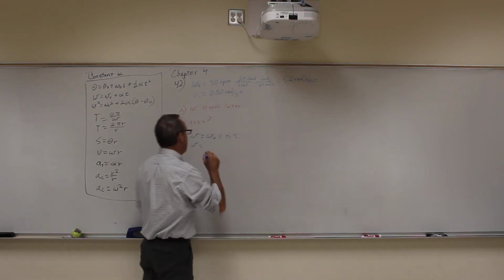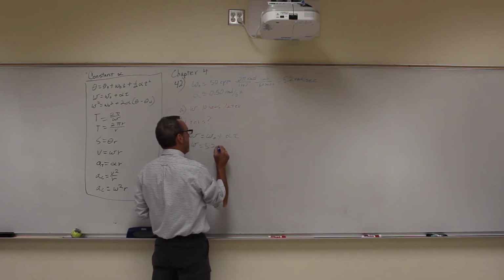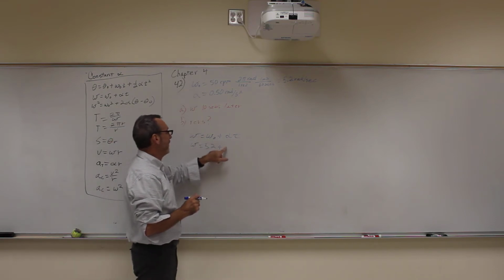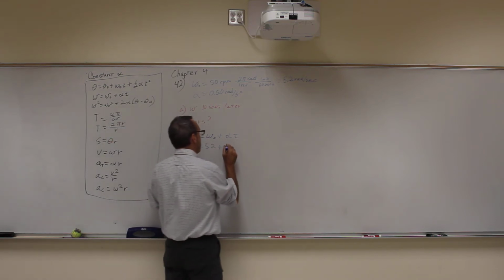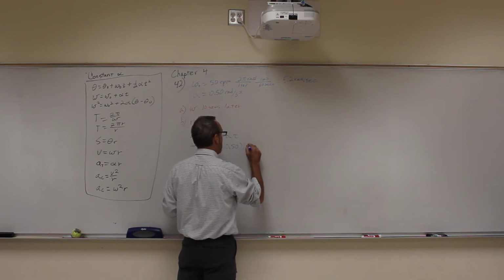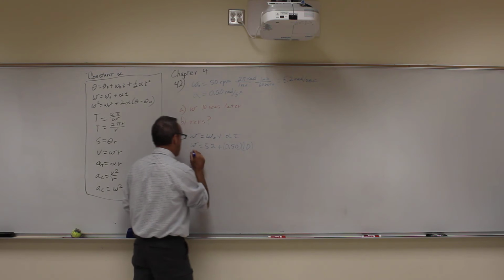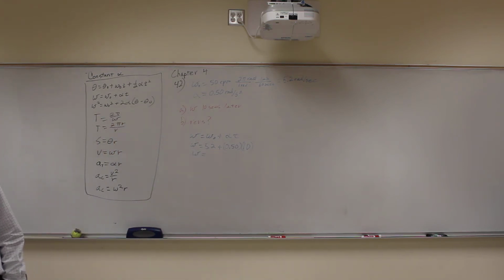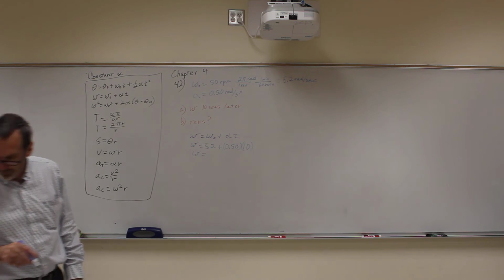So it starts out at 5.2 radians per second, plus, and alpha needs to be going the same direction because it says it's speeding up, so I'm going to make it positive. 0.50 times the amount of time, and it says 10 seconds later. So times 10, and we get omega is equal to 10.2 radians per second.